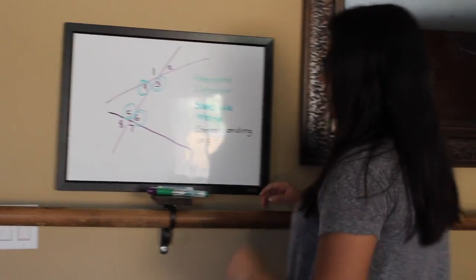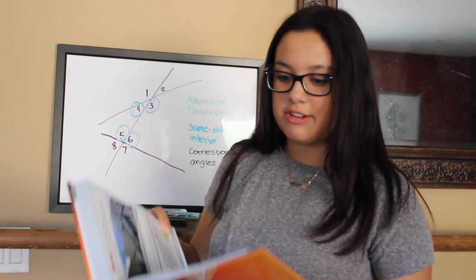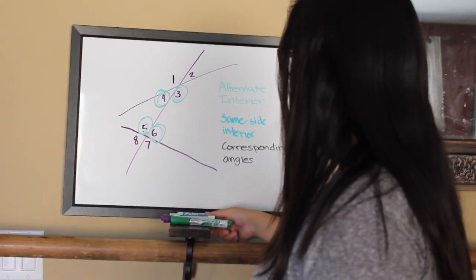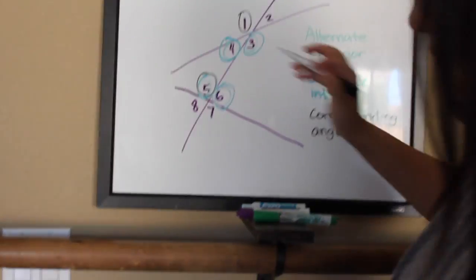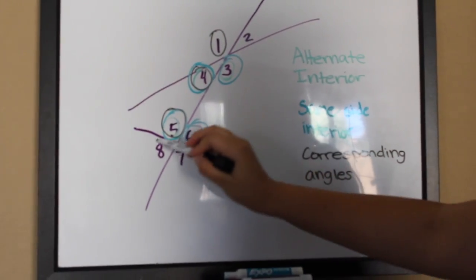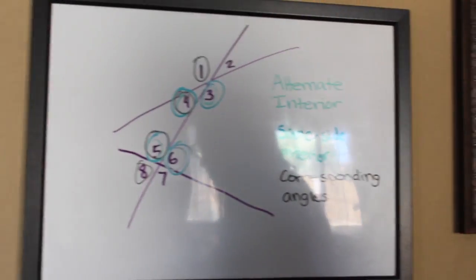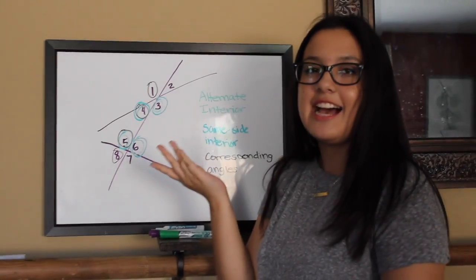And finally, we have corresponding angles, and these lie on the same side of the transversal and in corresponding positions. So there are quite a few in here, so we'll name a few. So one example would be 1 and 5 and 4 and 8 because they're on the same side and they are corresponding to each other. So that is what section 3-1 covers.